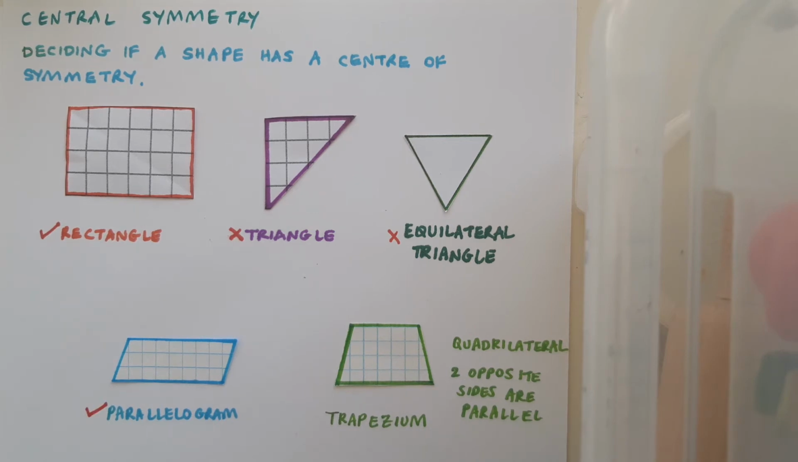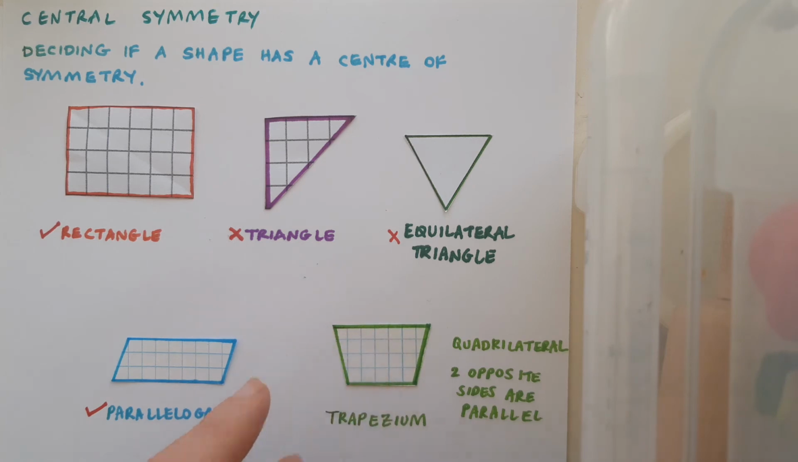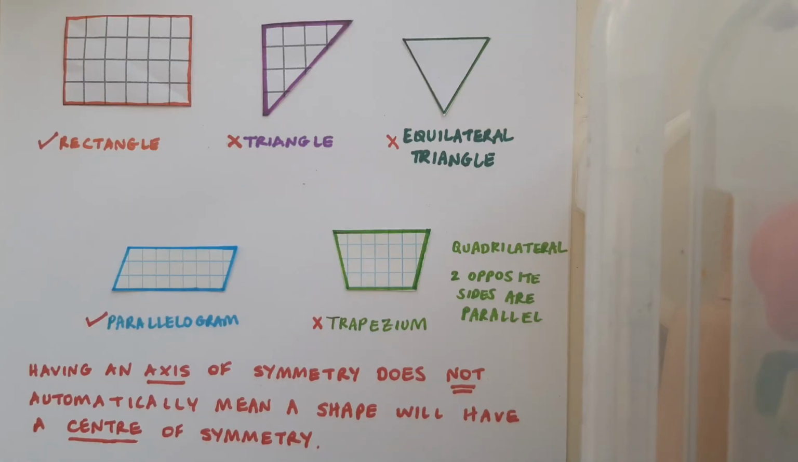What about the trapezium? This trapezium looks like it does have an axis of symmetry, because I could fold it over on itself, but does it have a center of symmetry? So let's turn it through 180. Oh no, it doesn't look exactly as it did originally, so no, it doesn't have a center of symmetry. It's important to note here that just because a shape has an axis of symmetry does not automatically mean that it has a center of symmetry.